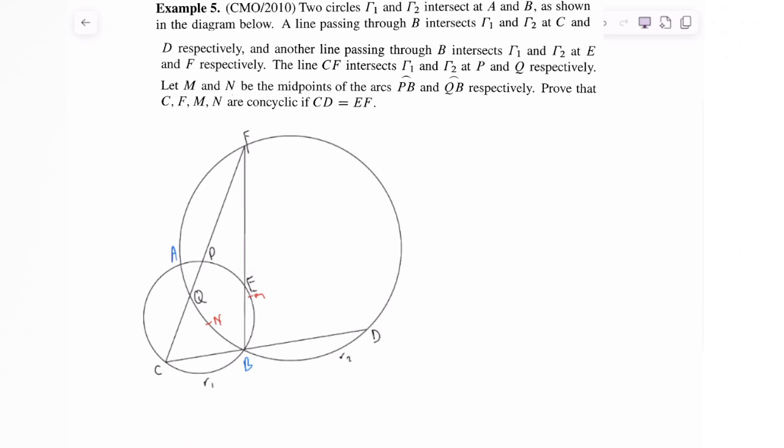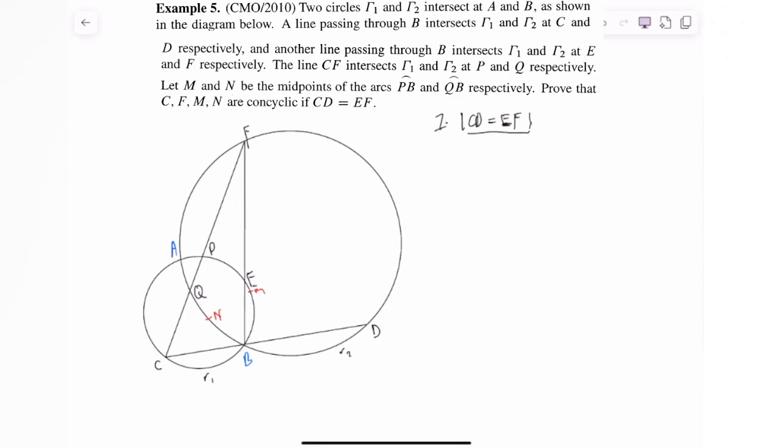Prove that C, F, M, N are concyclic if CD equals EF. So we have one free condition, which is CD equals EF. They're asking how we are going to use this one free condition that they give and deduce until the point that CFMN are concyclic. So this is what they're asking. Of course our working is not just like this, okay? We have to work step by step and go down.